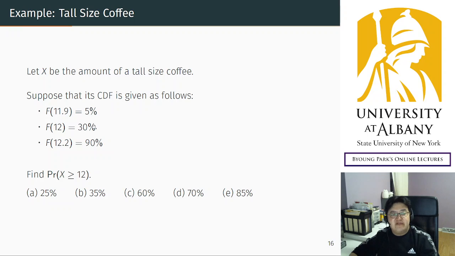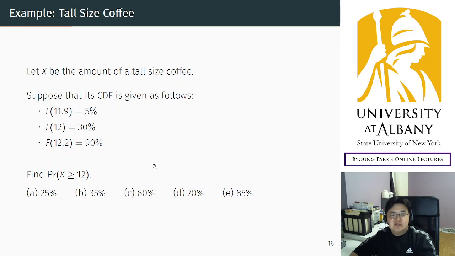So given these three pieces of information, the three given CDF values, we would like to find the probability that the amount is greater than or equal to 12. Can you calculate that? Think about this. It's a simple probability. So think about how you can calculate that probability. Pause the video and try to answer by yourself. I'll give you the answer.